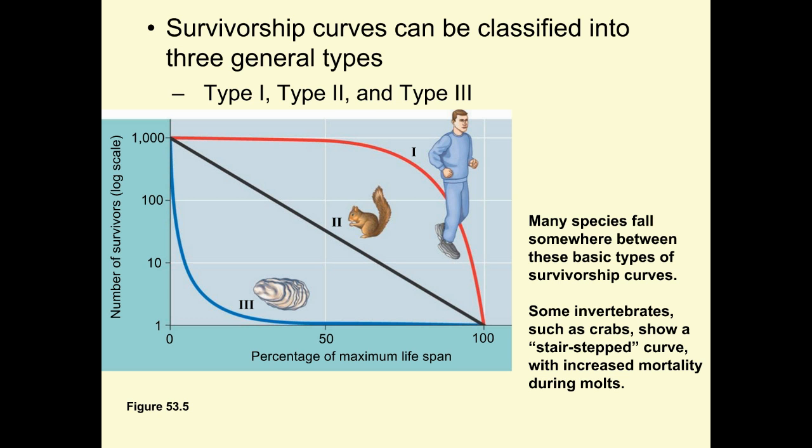So type 1. Would type 1 be more of an R strategist or a K strategist? Type 1 is a K. So we are K strategists. The reason why we're K strategists is because we try to maximize our offspring. We have less offspring, right? And we take care of them to ensure their survival.